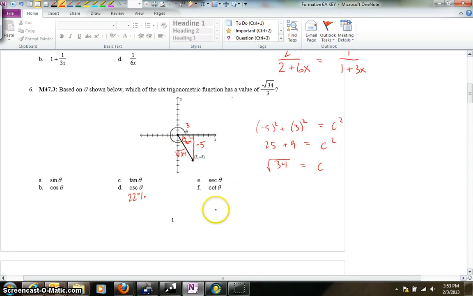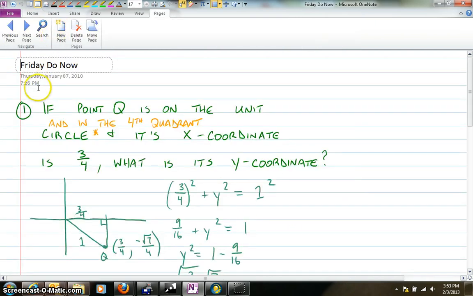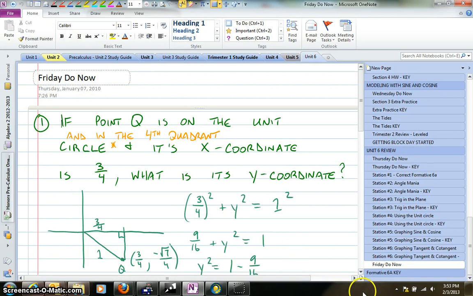So we have to figure out which of these represents that value. Sorry, I don't know what just happened. I ended up in the wrong place. Here we go.